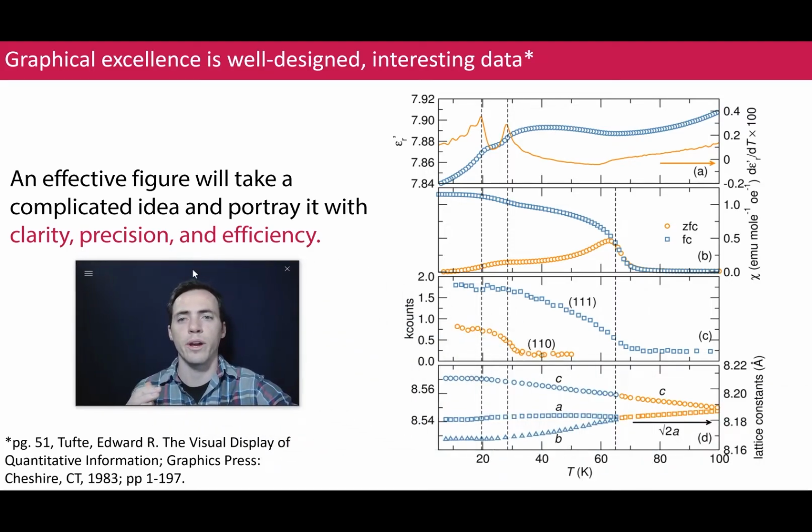Let's take this figure on the right. Maybe you don't know any of these things, right? This epsilon symbol with the R, or DEDT, or chi, or k-counts, or lattice constants. Maybe you don't know what any of that is. But the point of this figure was to drive home one message. In this work, which came from something that I published a few years back, we were talking about magnetic ordering temperatures. Now, magnetic ordering is tricky.